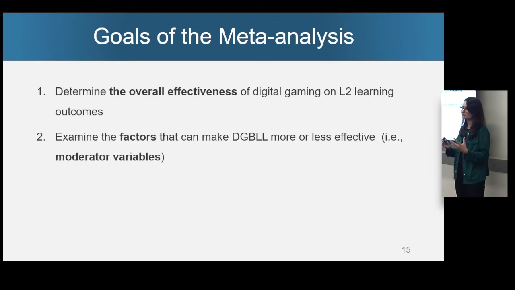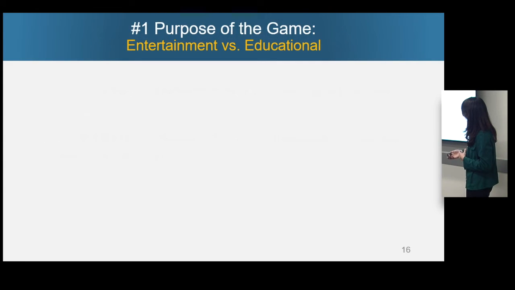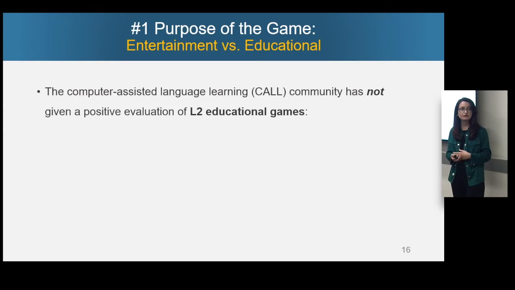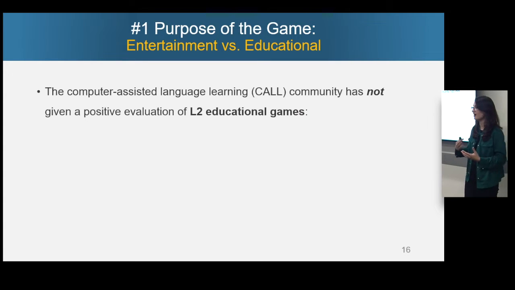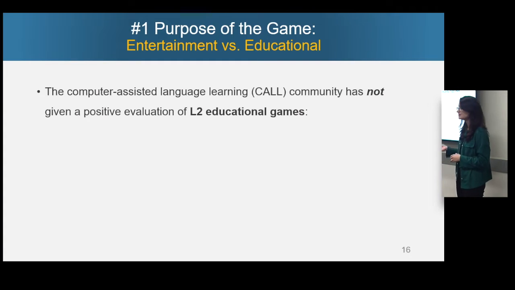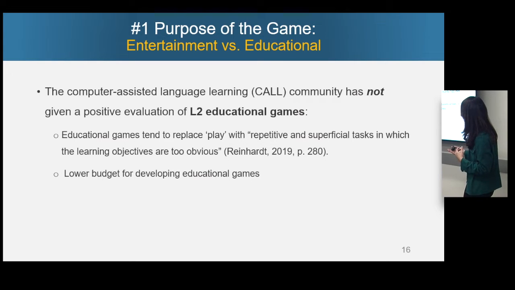So to figure out which moderator variables to look at in our meta-analysis, we had to turn to the literature, right, to see what kinds of issues have been raised in previous DGBLL research. So the first moderator variable that we looked at was the purpose of the game. So was it originally developed for educational or entertainment purposes? We really wanted to look at this because, unfortunately, the whole community has not given a positive evaluation of educational games. And that is because, as John Reinhardt from U of A says, educational games tend to replace play with repetitive and superficial tasks in which the learning objectives are just too obvious, and that makes educational games less engaging. And also, educational games have lower budgets, which tend to get reflected in the quality of the final product.